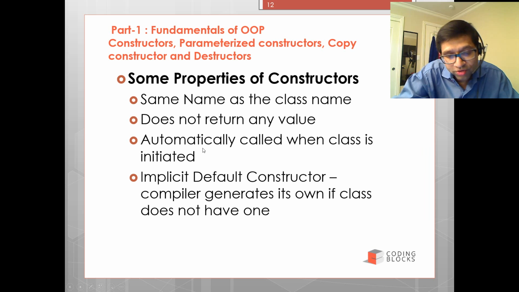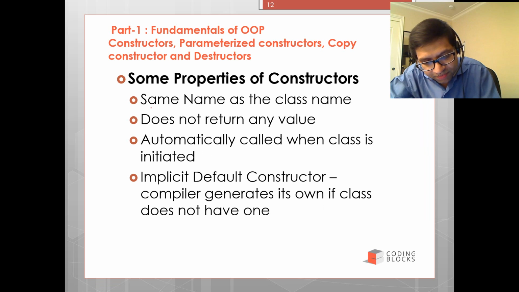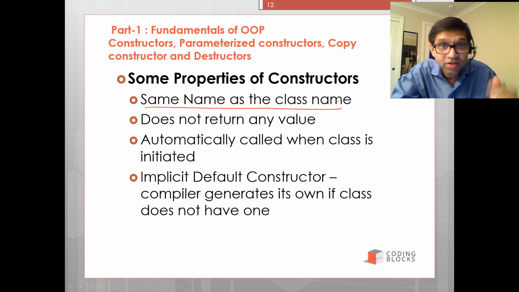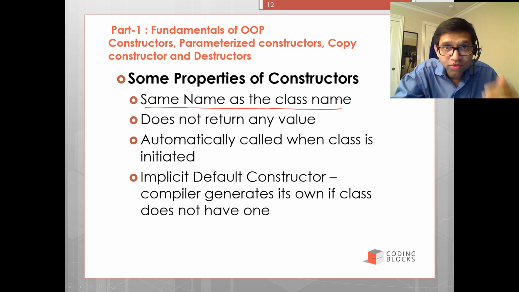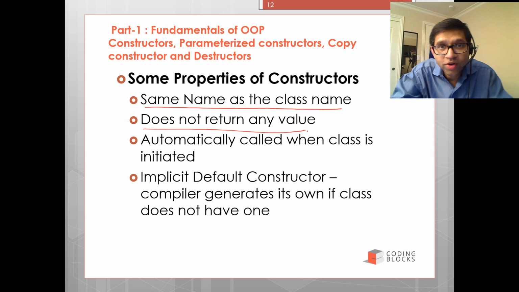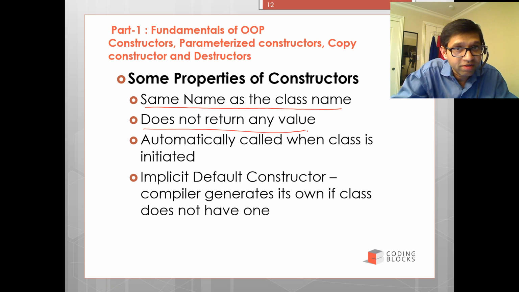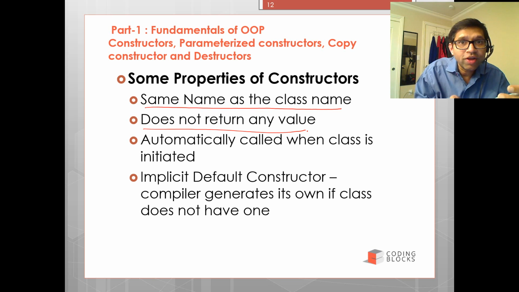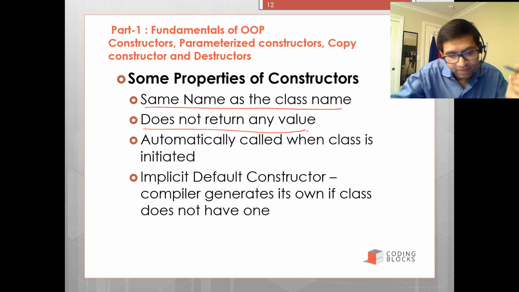Let's go through some properties of constructors. Same name as the class name, right? We just saw it. It's a rule, you cannot change it. The name of the constructor should be the same as the class name. It does not return any value, and moreover, we don't use void here, though it is not returning any value. Neither do we use void, nor can it return any value, because we are not calling it. So how can it return a value to us? It's a default function called automatically, so that's why it has no return value.